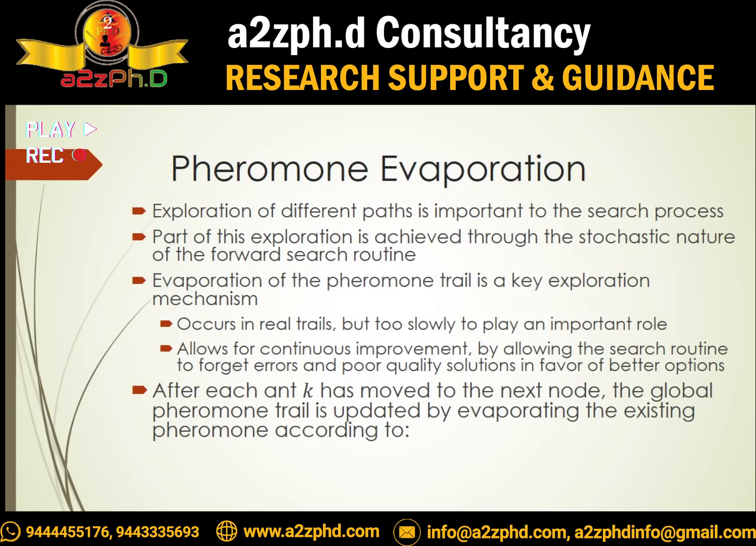And the way that this is applied is that after each ant K has moved on to its next node, the global pheromone trail is updated by evaporating the existing pheromone on all of the arcs, according to the formula shown here. In that equation, rho is just a parameter that relates to the rate of evaporation. So as you increase rho, you can expect faster evaporation. And because you're doing this after every iteration, this becomes an exponential process.